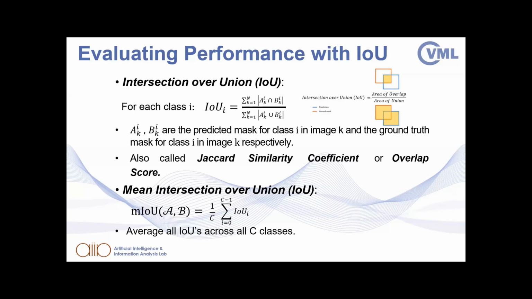And to evaluate the model over all classes, we compute the mean intersection over union, or MIOU, which is simply the average of all the IOUs across all C classes. To summarize, IOU tells us how well we are segmenting each class, and MIOU summarizes overall performance across all classes.